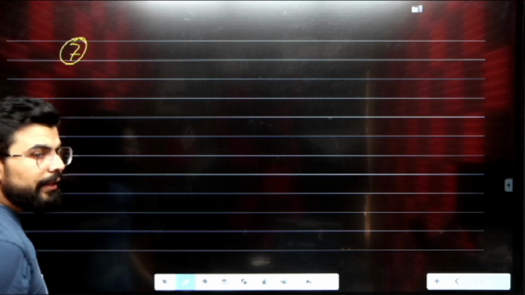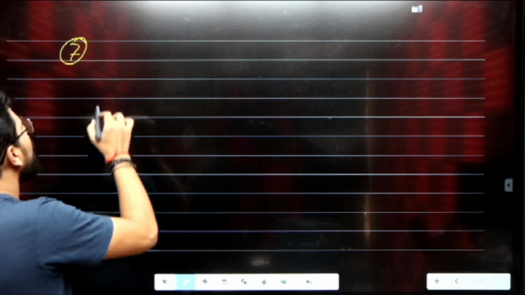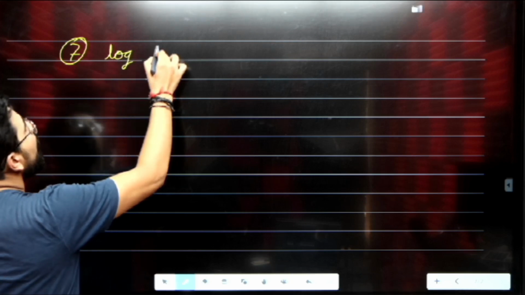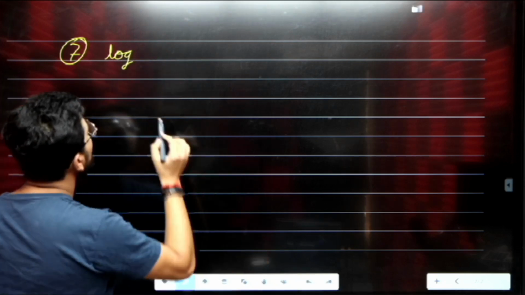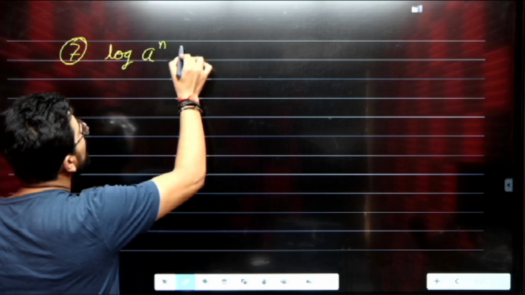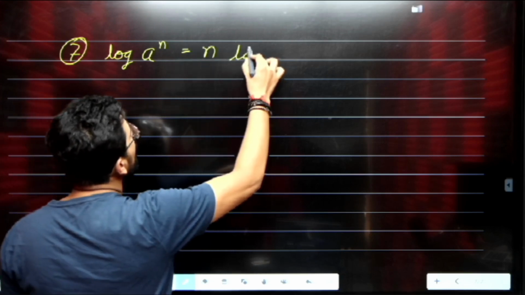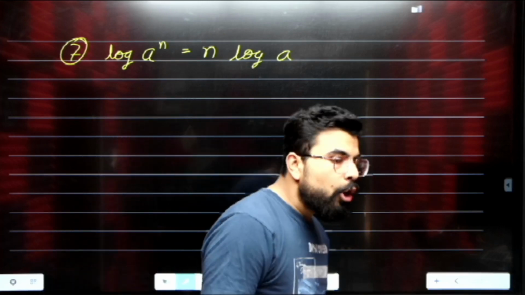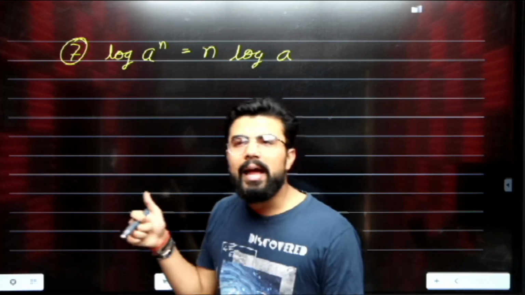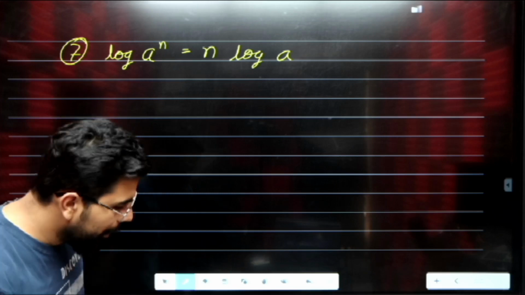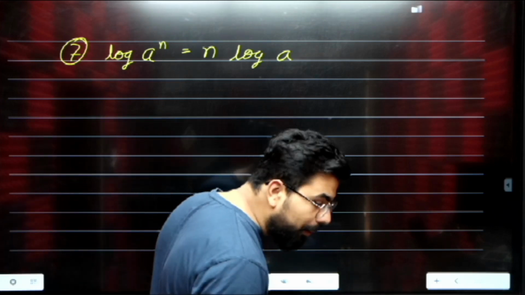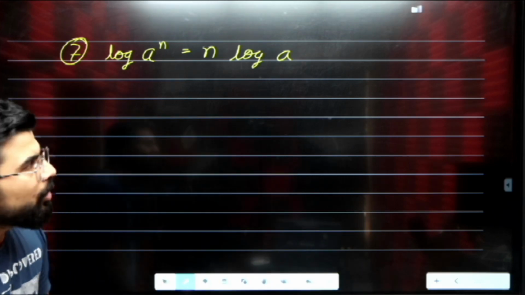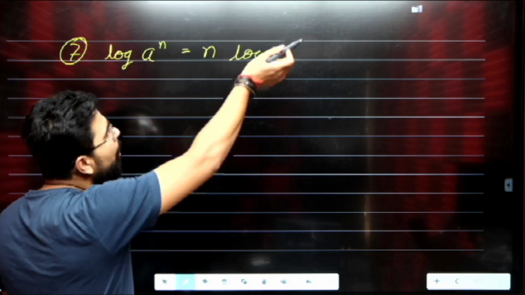Seventh is the most important property: log a to the power n is n log a. Tell me again, log a to the power n is n log a. Always remember this thing: if anything is in the power, it can come ahead.